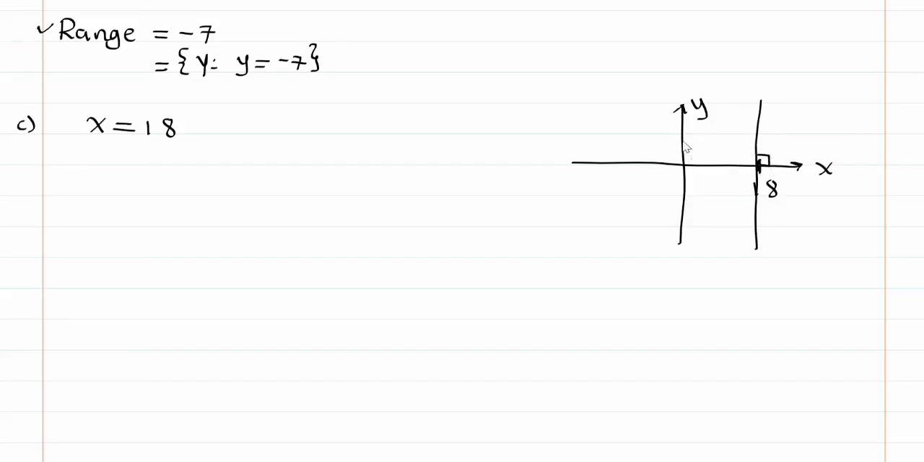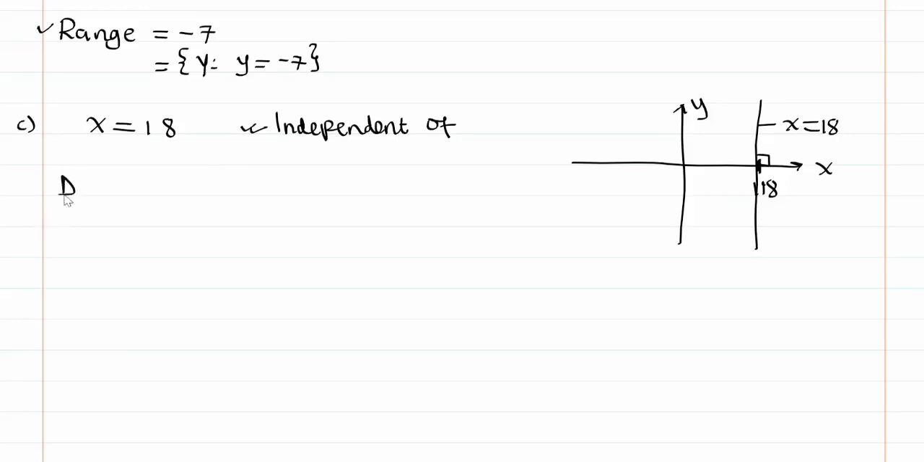In other words, because it is parallel to the y-axis, this line x equals 18 does not meet the y-axis, so it is independent of y. As you can see, even in the linear function, there is no y term, so straight away it is independent of y, does not meet the y-axis.